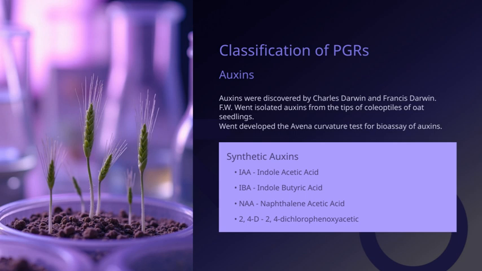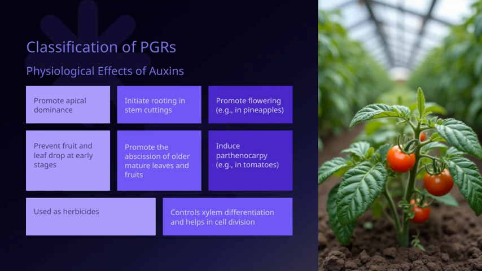When we talk about plant growth regulators, or PGRs, auxins are a key category. They play vital roles in cell elongation, root initiation, and overall plant development. Understanding these synthetic auxins helps us harness their power for agricultural and horticultural purposes, making them a crucial part of our plant growth toolkit. Now, let's take a closer look at some of the key physiological effects of auxins.